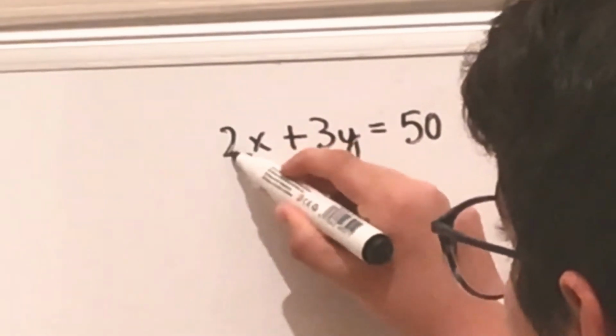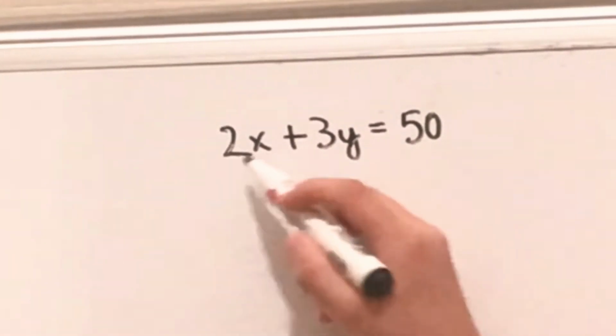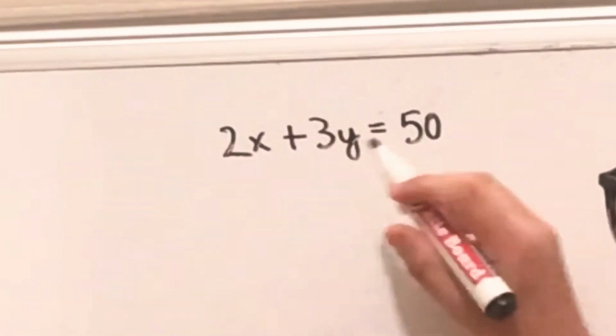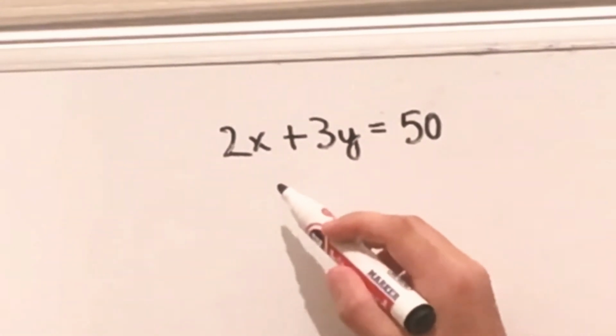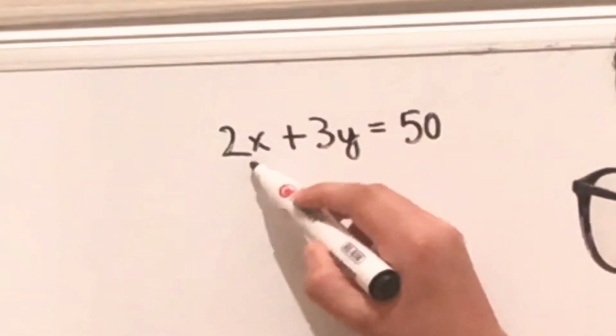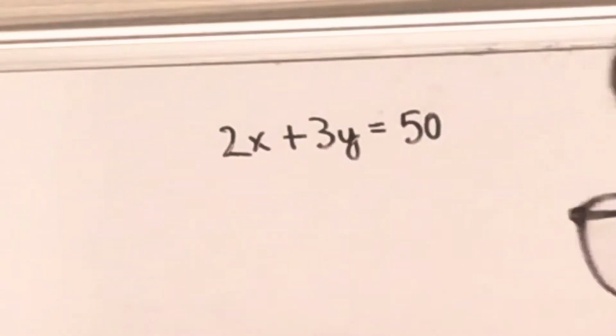But before we start off, you should know that there are an infinite amount of solutions for equations like these with just two different variables. For example, x and y could each be 10, which would make 20 plus 30, which is 50. There could also be another solution where y is 0 and x is 25. That would be 2 times 25, which is 50, plus 3 times 0, which is 0, and that becomes 50. So when you're using substitution, you have to have two different equations like this.